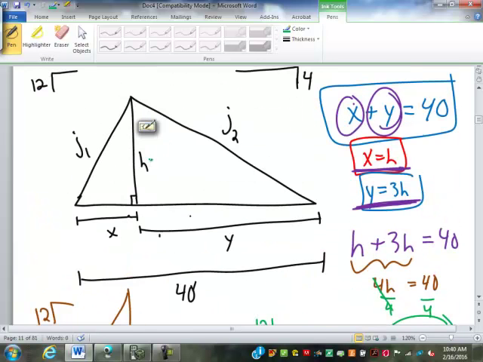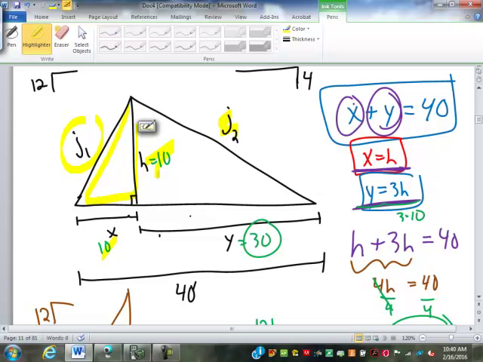So now that we have H equals 10, X equals H, so X equals 10. Y equals 3H, so 3 times 10 is 30. And now, of course, we have this triangle, so you can find J1, square root of 10 squared plus 10 squared. You can find J2, square root of 10 squared plus 30 squared. So it's all downhill from there.